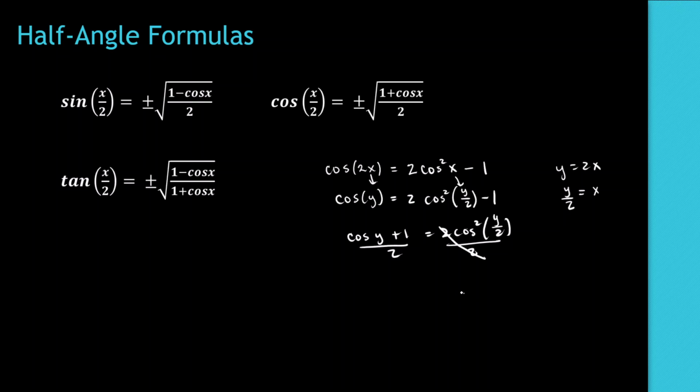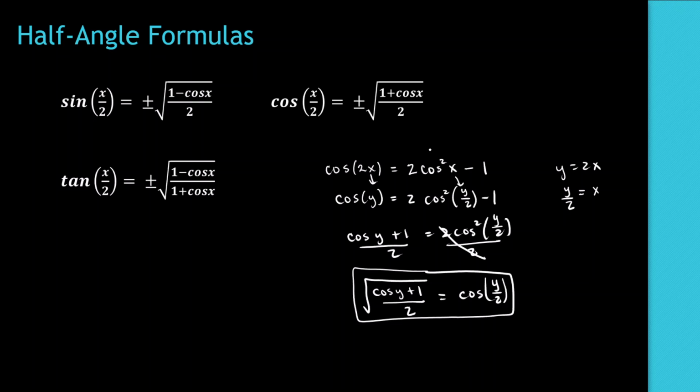And then finally, if we take our square root, we get that cosine of half of an angle equals the square root of cosine of y plus 1 over 2. And so this matches this. Now again, because I took the square root, it would be plus or minus square root. And so how do I know which one it is? Because cosine and sine and tangent are all functions, so they must only have one answer.